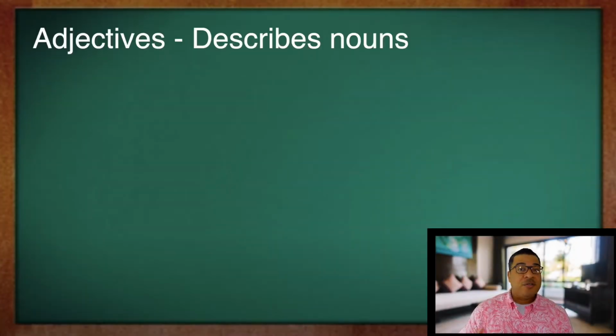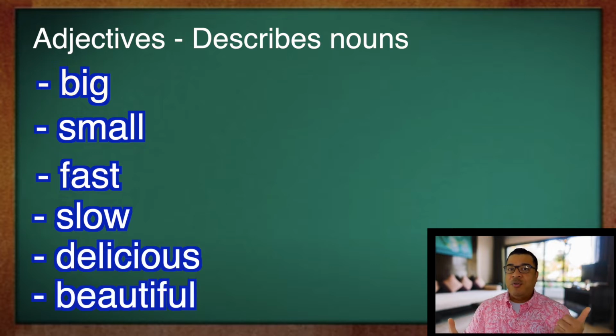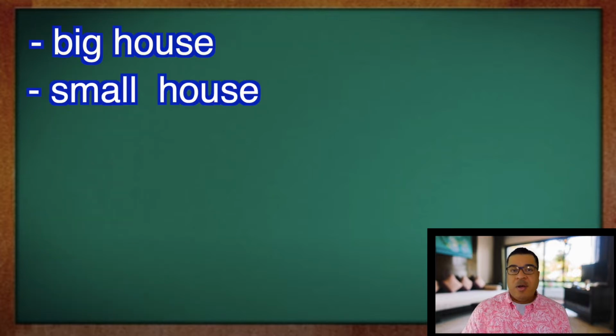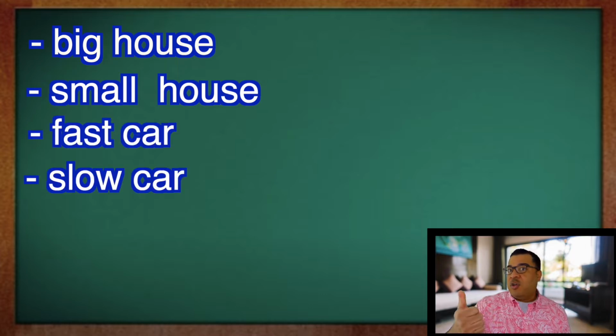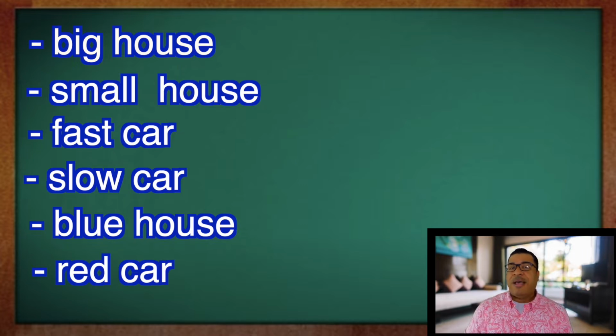Basically, adjectives describe nouns. For example, big or small or fast or slow or delicious or beautiful. These are all adjectives and they describe a noun. For example, big house, small house, fast car, slow car, or maybe even blue house or red car. These are all adjectives. Adjectives are very important when using comparatives, because adjectives and comparatives go hand in hand. These two grammar points work together.